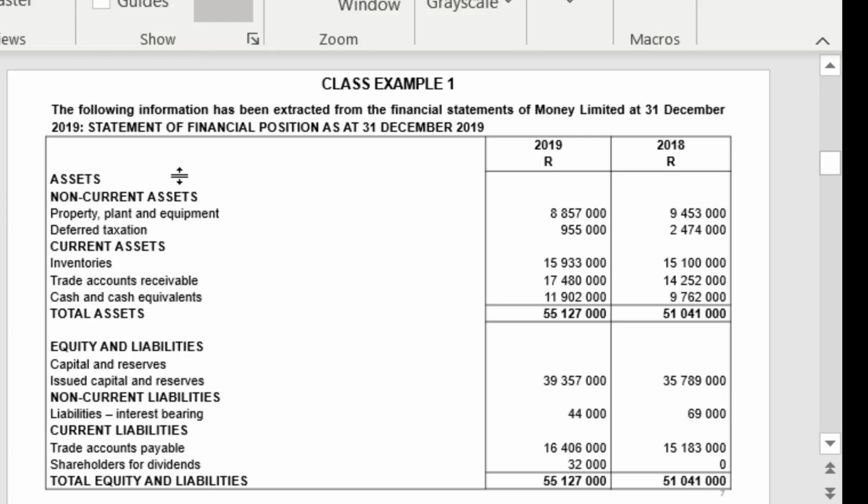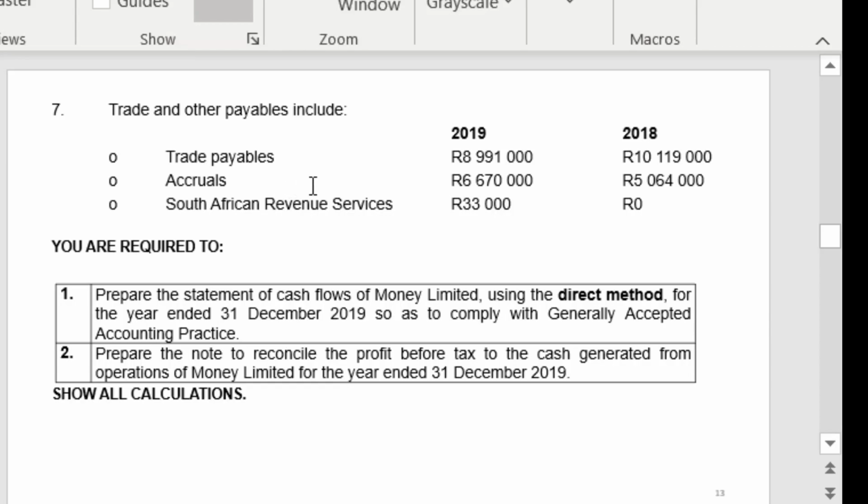So first thing first, if you look at the statement of financial position and you see trade accounts payables, this amount disclosed here, it is the net, it is not the gross. If you go to additional information number 7, here, trade and other payables include this amount. So we can look at the movement of trade and other payables. 2018 was 10,119,000 and 2019 was 8,991,000. So trade and other payables has decreased.